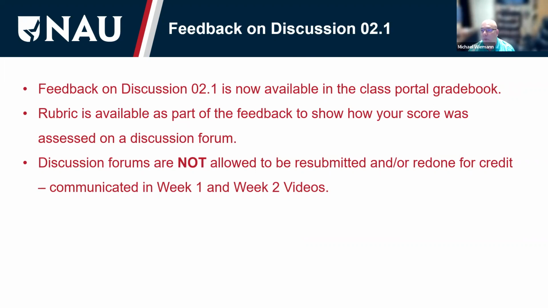Feedback on discussion 2.1 should be available inside the class portal. There are a few things that you're going to see inside of that feedback. You should see the score out of 15 points for discussion 2.1. You will also see a rubric of how I assessed your initial post, your first response, and your second response. There will also be a blurb asking if you have questions. Don't hesitate to send me an email, etc.